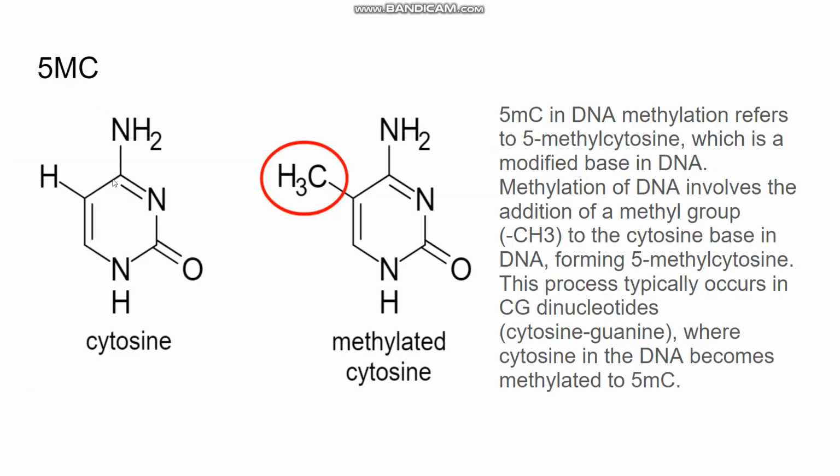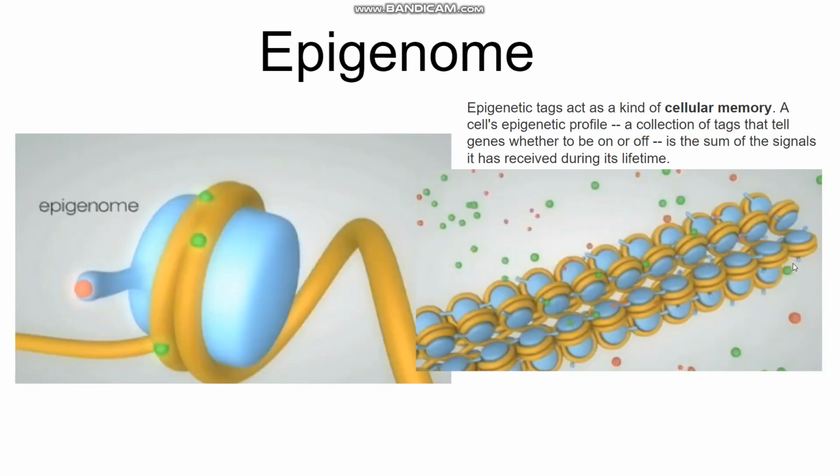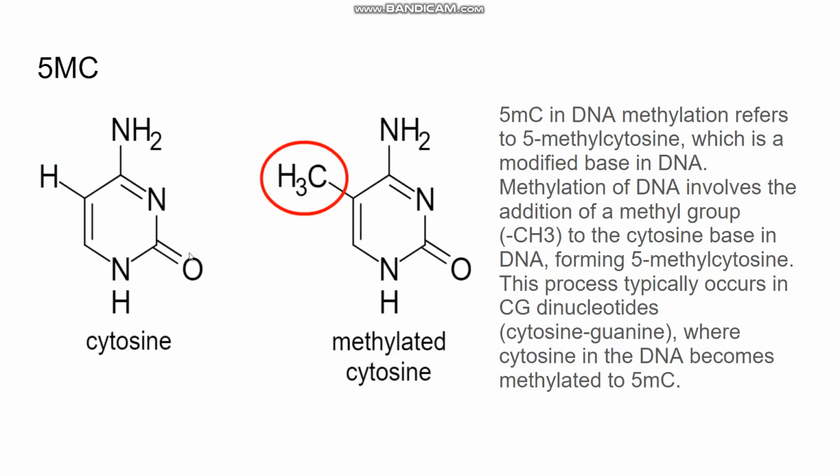So let's talk about 5-mC or methylation. If you have cytosine and you add a methyl group to it here, you get methylated cytosine or 5-methylcytosine. And as I talked about, this makes the gene silent because the DNA wraps more tightly around the histones, so the RNA polymerase II cannot read it. Therefore, some genes get silenced.